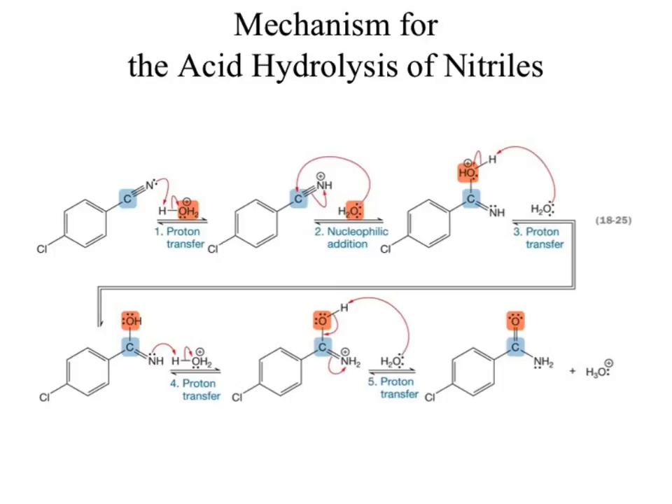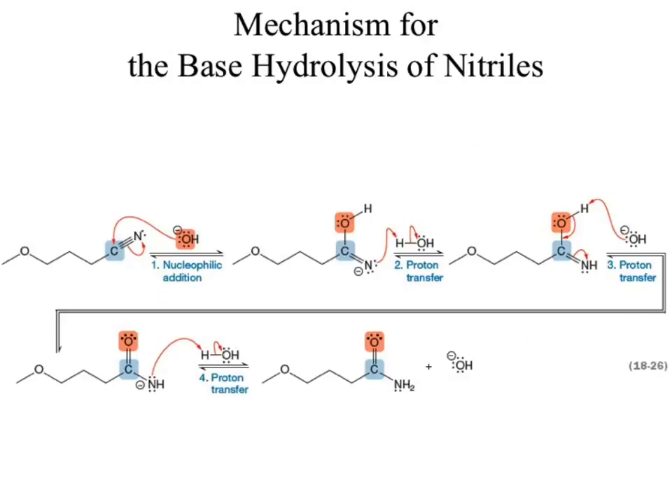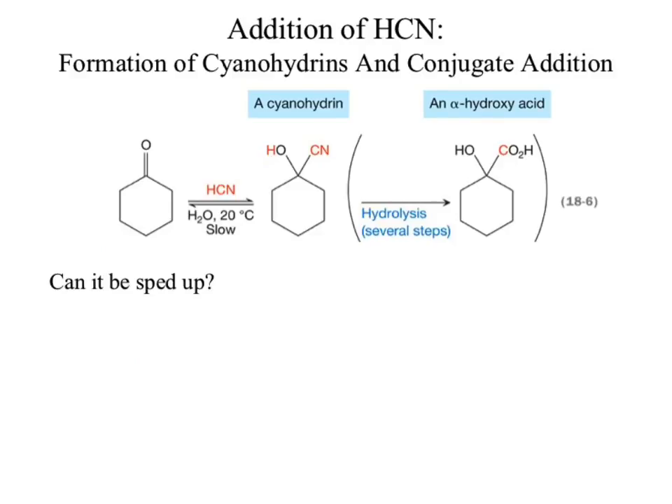There's the big long mechanism under acid hydrolysis. You can also do it under base hydrolysis, so there's our big mechanism for that. I'm not particularly concerned about those mechanisms, so I wouldn't stress on them. The next part of it is how can you get a nitrile? We can do this by reacting nitriles with carbonyls.